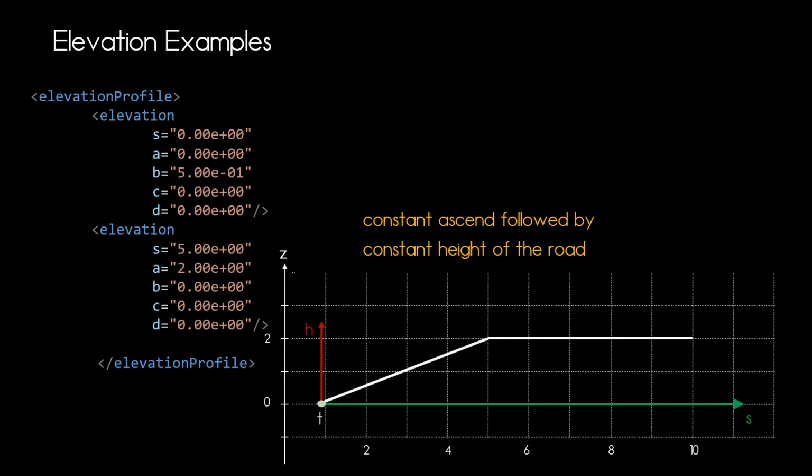Just having constant heights and constant ascents won't do the job. So we need to be able to combine those two. And what we can see now is a constant ascent followed by a constant height. And this can be realized by two elevation entries.